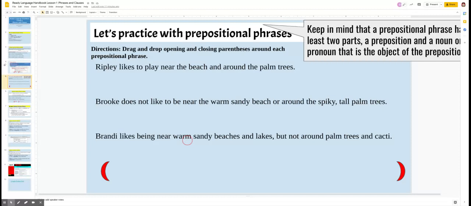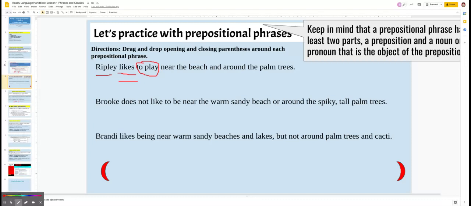Ripley likes to play near the beach and around the palm trees. Well, our subject, we're going to underline once, and that is Ripley. And our verb is likes. And then this is technically called an infinitive phrase, this to play. I'm going to circle that. That's 8th grade stuff. Enjoy that next year.